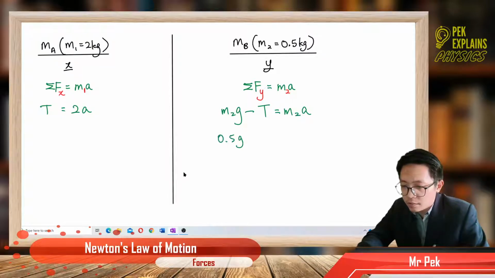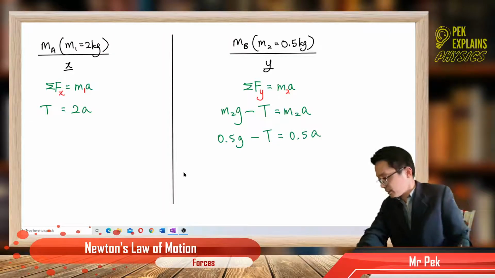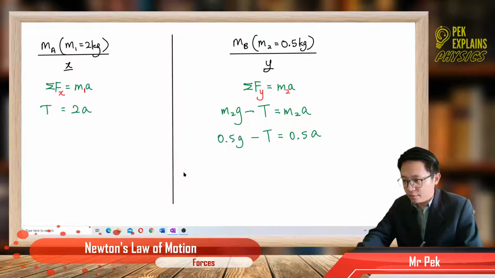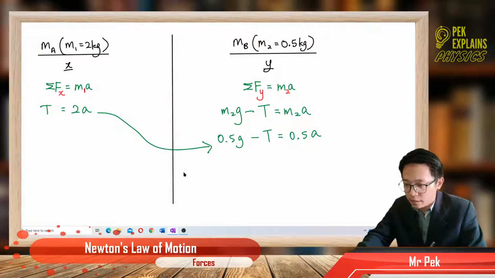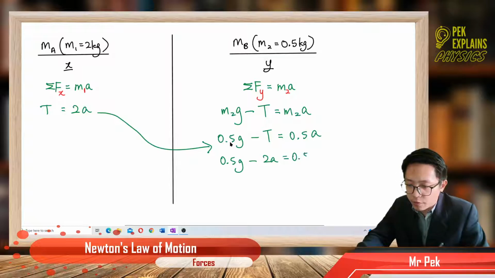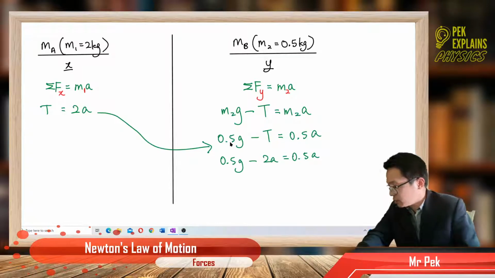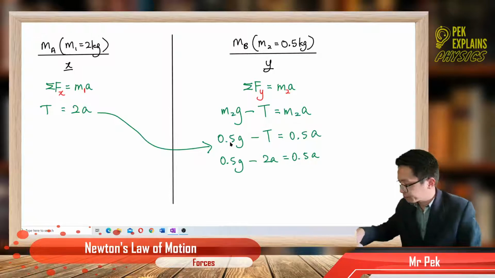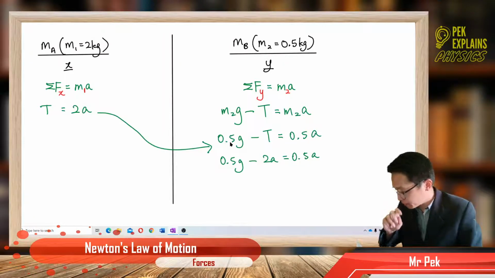0.5g minus tension equals 0.5a. Now this equation can be substituted into the tension here. So we have 0.5g minus 2a. This one is from mass 1, equal to 0.5a. So what do we get?